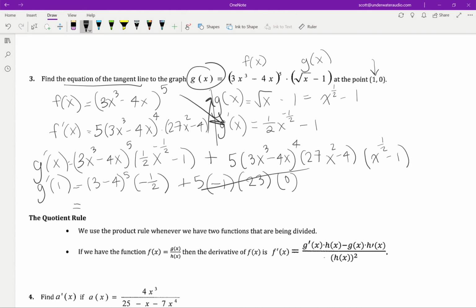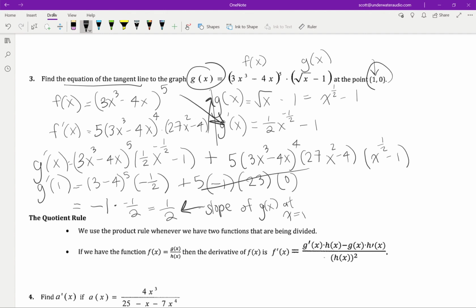3 minus 4 is minus 1. Minus 1 to the 5th power is still minus 1. So minus 1 times minus 1/2 is just a regular 1/2. Phew, okay, that wasn't as bad as it could have been. So this is my slope of g of x at x equals 1. So actually, I'm basically done.